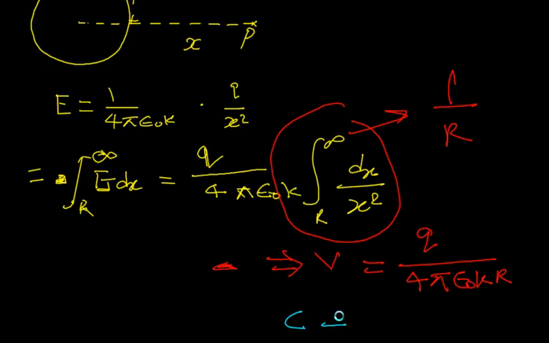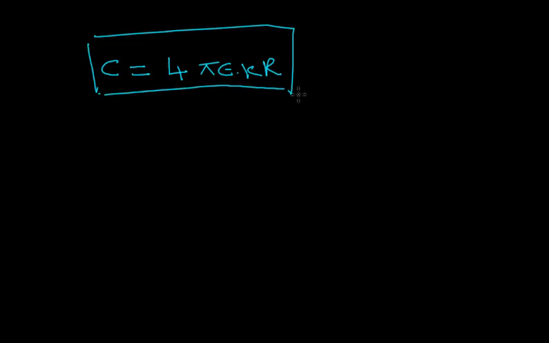Let me write it cleanly. So your C will be equal to 4 pi epsilon naught K R. This is the capacitance of a spherical capacitor.